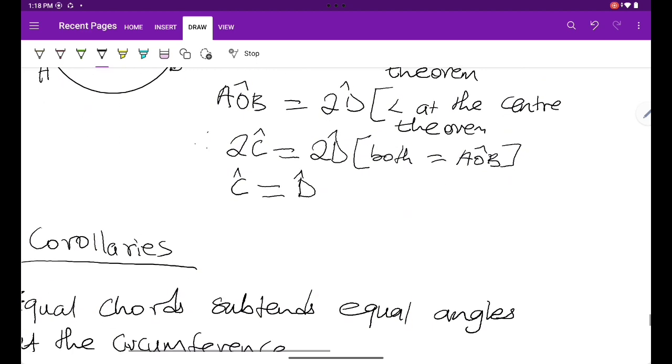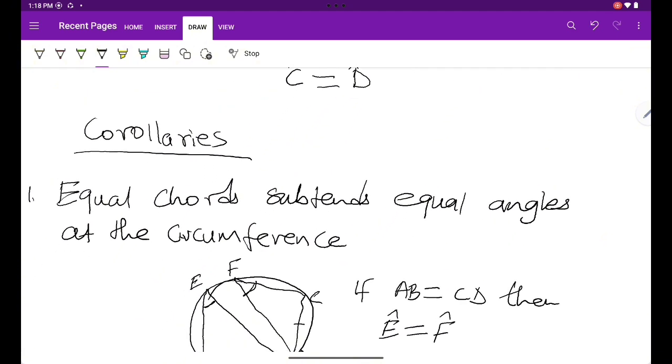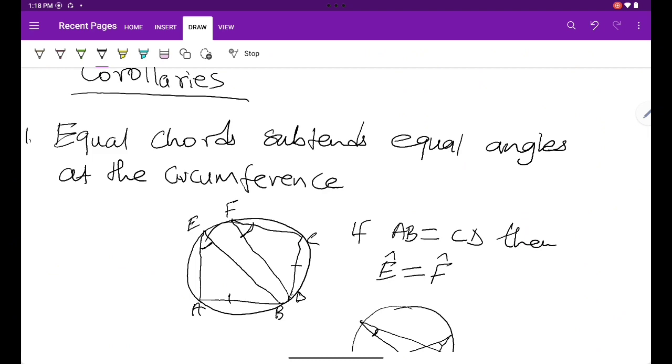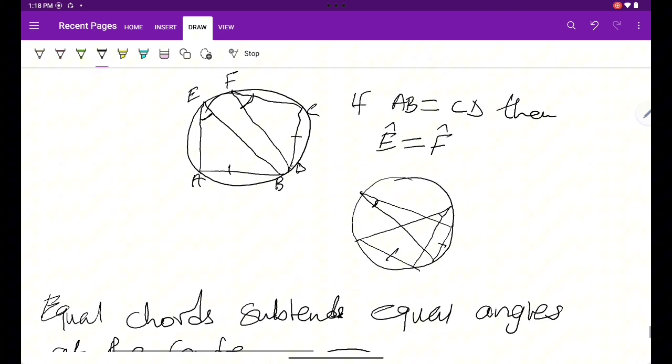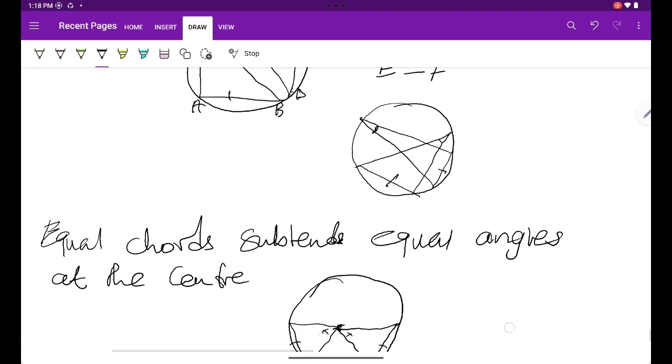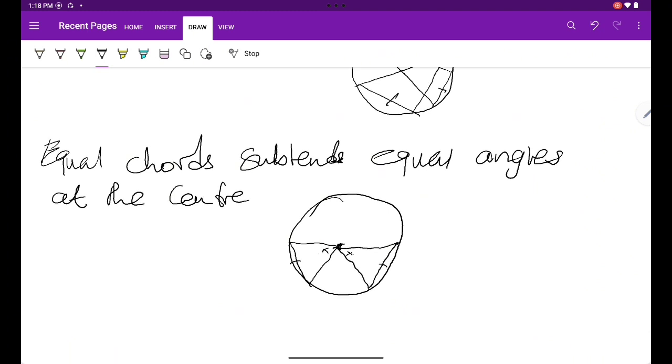So the corollaries here: equal chords subtend equal angles at the circumference of the circle, or equal chords subtend equal angles at the center of the circle.